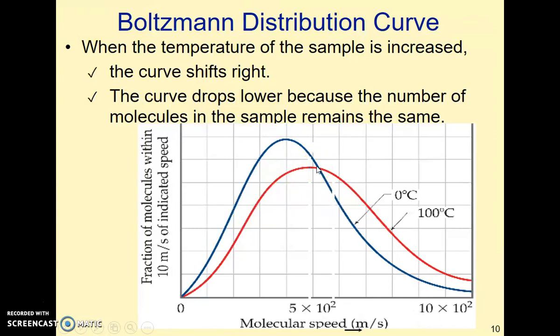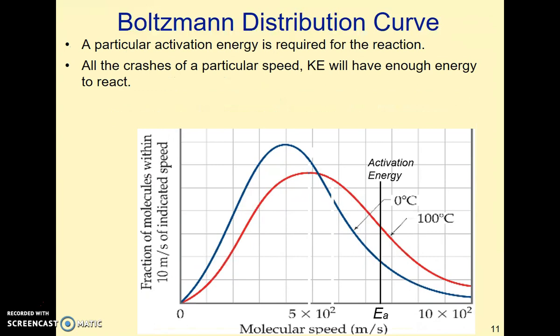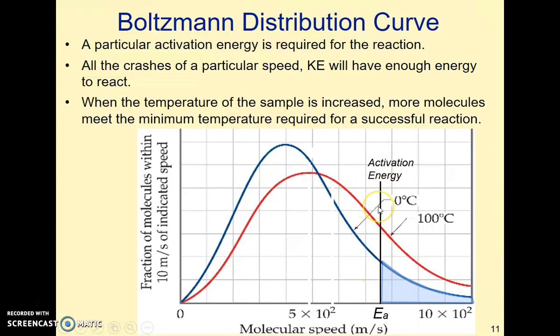Now, remember on this axis is energy. Right here is the amount of energy needed on this x-axis to overcome the activation energy. If you notice the red graph, which is at a higher temperature, more molecules are past the activation energy, and therefore will have enough energy to react. Whereas the ones that are colder, fewer molecules are past the activation energy, so fewer molecules will have the energy needed to react.